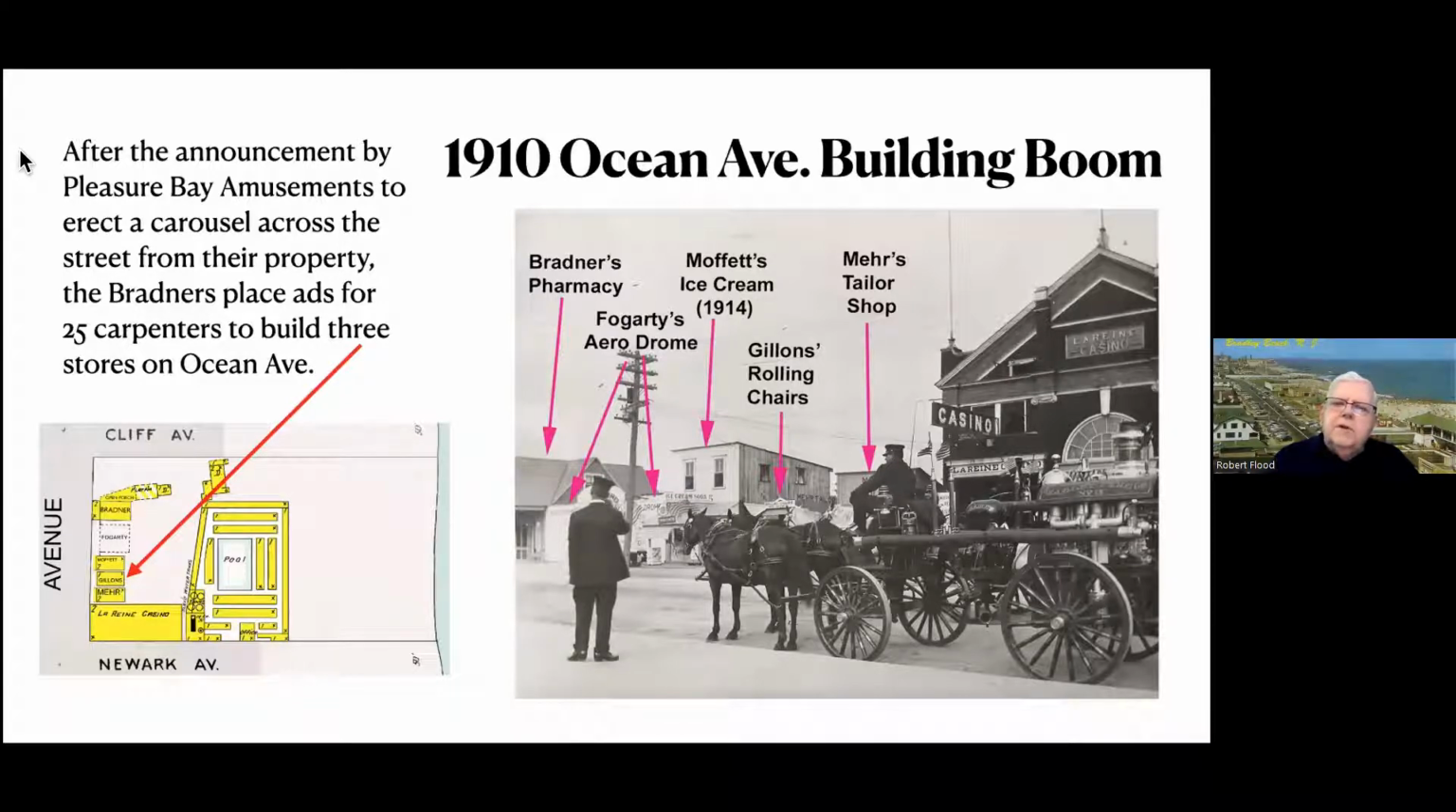In the photo on the right, the Bradner's Pharmacy is up on the left. Fogarty's Airdrome is just south of that. Later, Moffat's Ice Cream, although that was preceded by someone else that we don't know who the original tenant was. Then there's something called Gillen's Rolling Chairs. And south of that, Mayer's Tailor Shop. And then another picture of the casino.